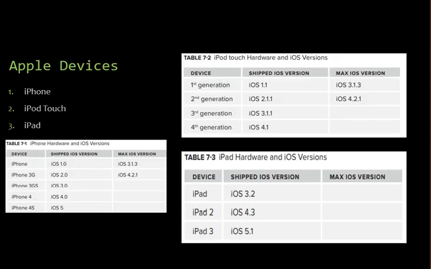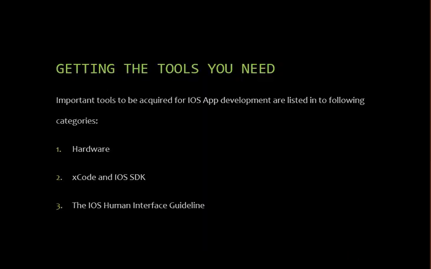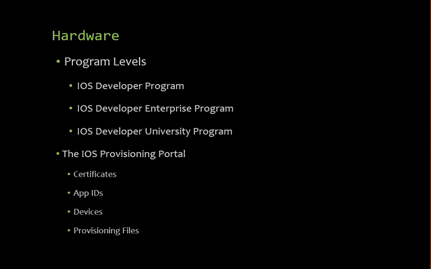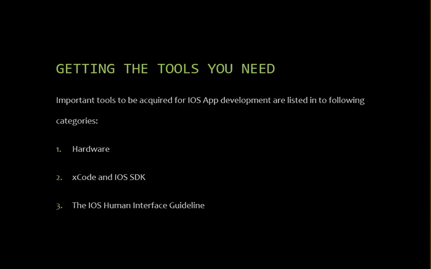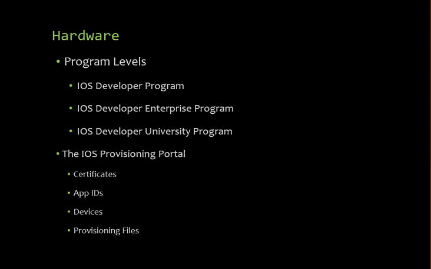Then we had also seen what the different Apple devices are. Here they have concentrated only on iPhone, iPod, and iPad, wherein they're also telling us which iOS version is shipped along with the device, and what is the maximum iOS version that can be accommodated to that particular device. Then we also saw the tools that you require. First thing they're saying here is, you must know about the hardware, because that is the most expensive thing when you compare with all the others. On the hardware we had seen about the program levels, and we also saw about the provisioning portals.